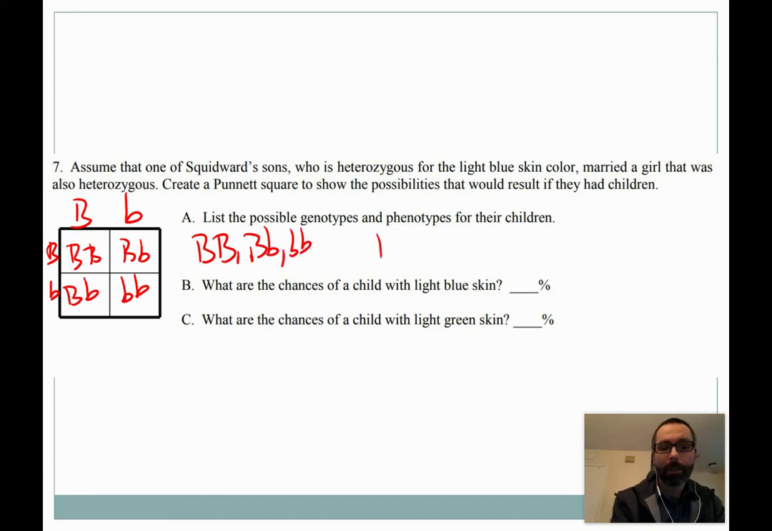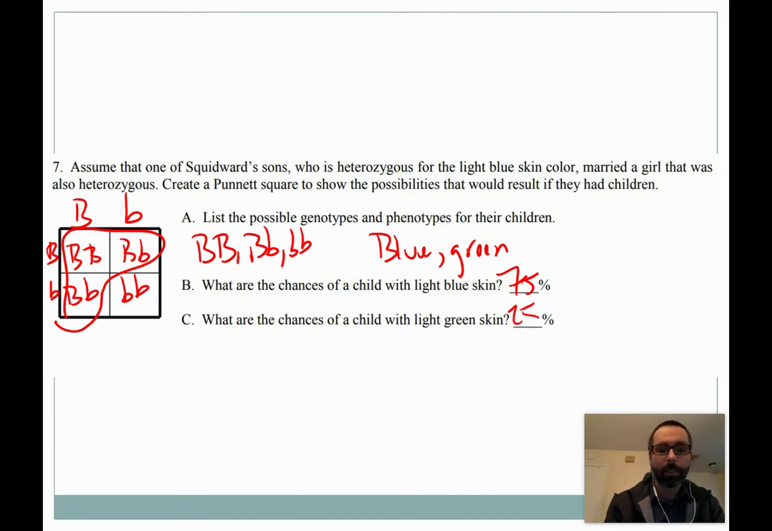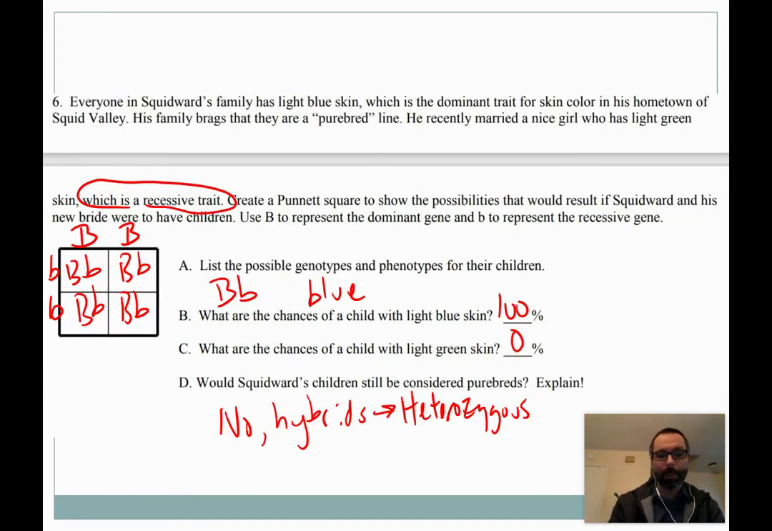The possible phenotypes are also all there. Some of them will be blue, but some of them will be green. Chances of blue is 75% because these 3 have big B's. Chances of green is only 25% because there's only 1 box with the 2 little B's, right? And so hopefully that one makes sense. This is actually what Mendel was basically doing.